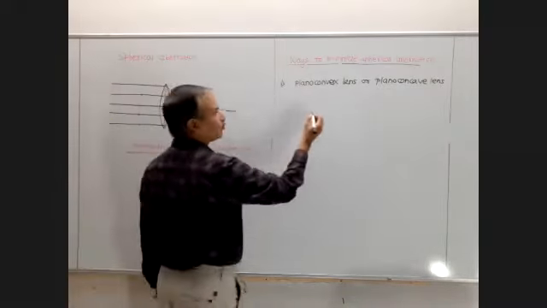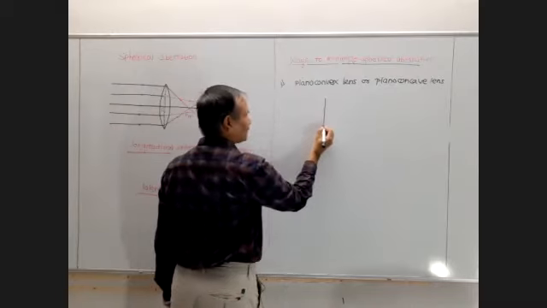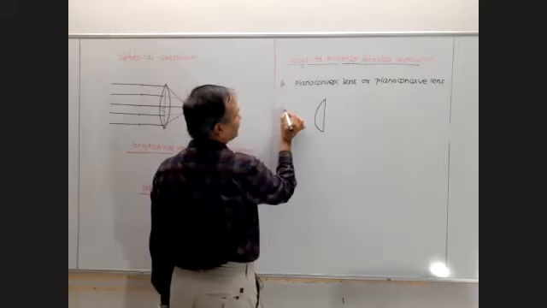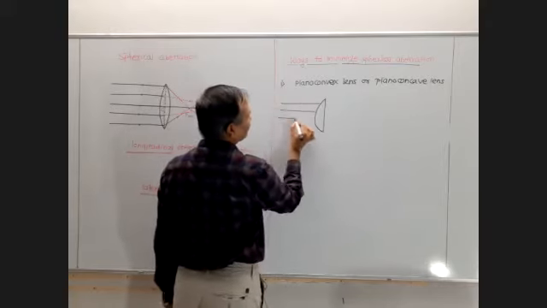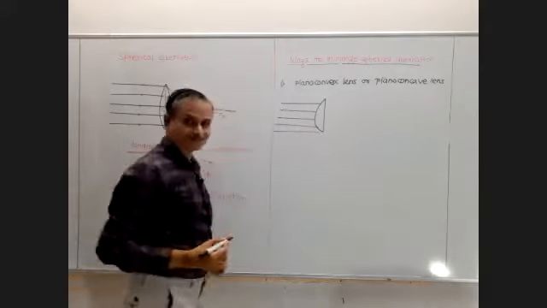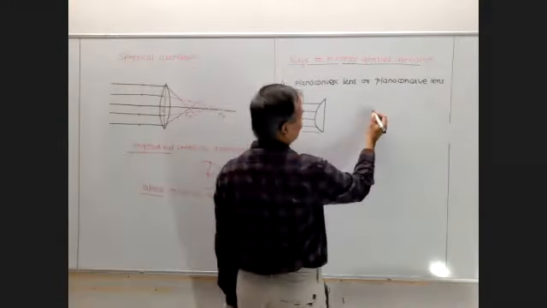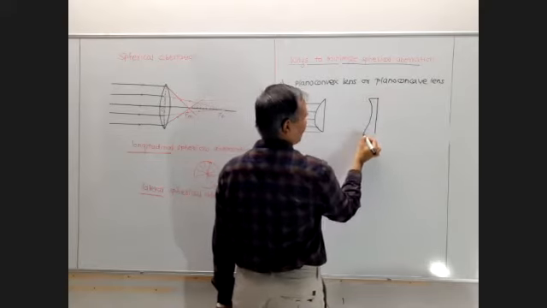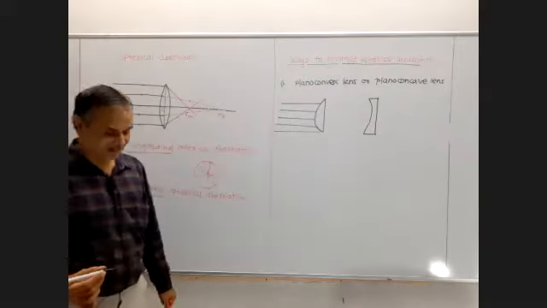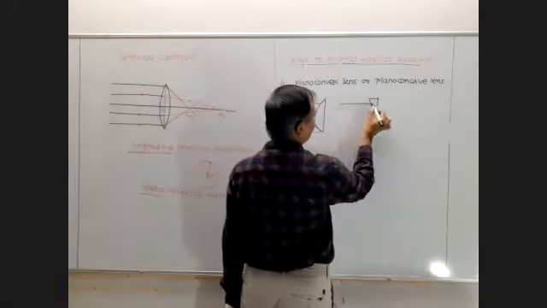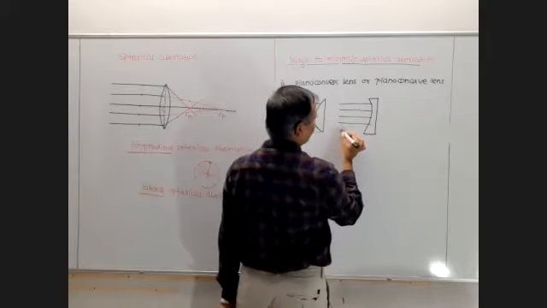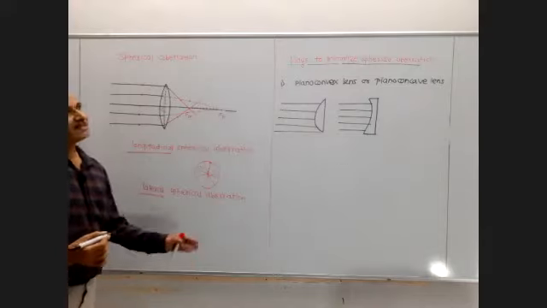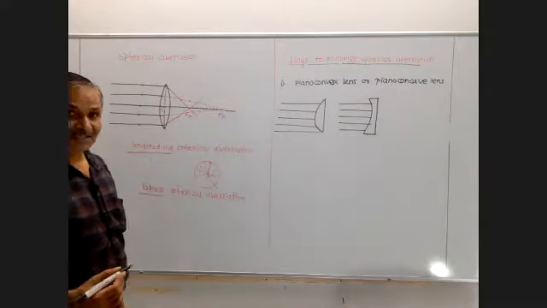Means suppose plano-convex lens is there. So this is a plane surface, this is a convex surface. So incident ray should face the curved surface, which is in this way. Or suppose plano-concave lens is there. This is a plano-concave lens. So here also this curved surface should face the incident ray. So by using either plano-convex lens or plano-concave lens, we will minimize this spherical aberration.